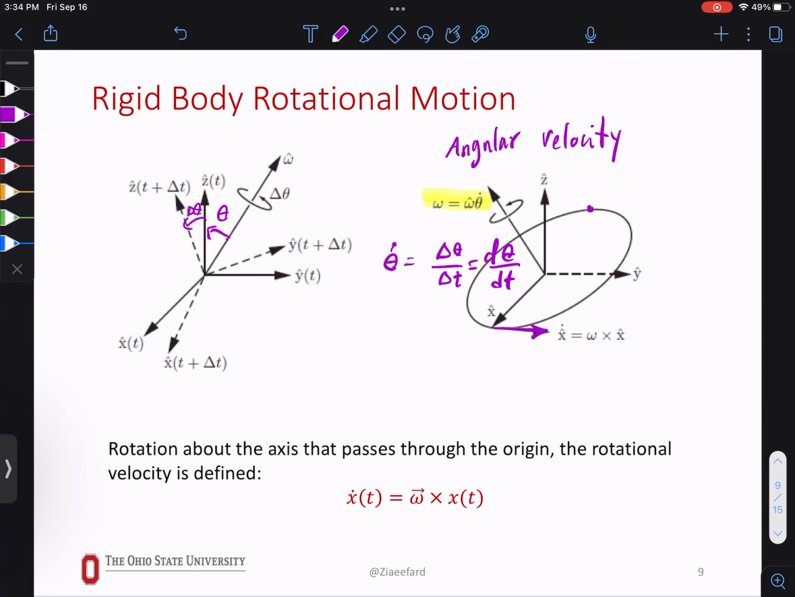If we wanted to write what is the velocity in y direction, we say omega cross product y, and z dot is omega cross product z. Sometimes you might have just x dot, sometimes just z dot, sometimes a combination, right? But we always write those equations, and some of them will be zero, depending on the direction of your velocity, which comes from the direction of the rotation.